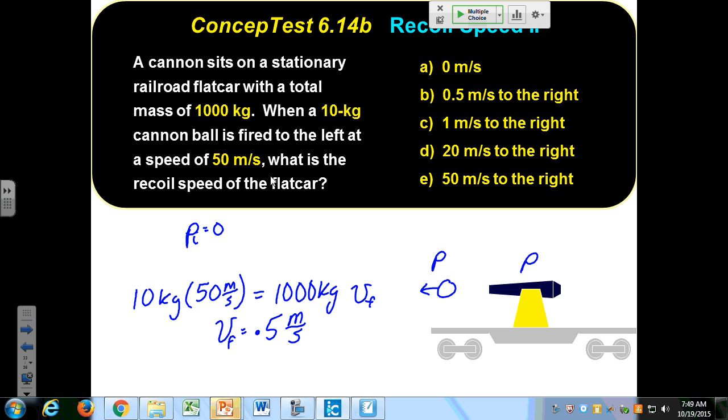And it's going to be to the right, because this one has a momentum in this direction, this one will have a momentum in that direction, to the right. So B is the right answer here.